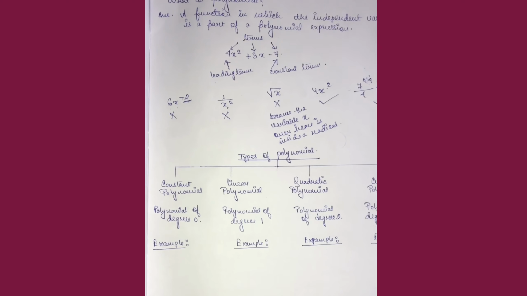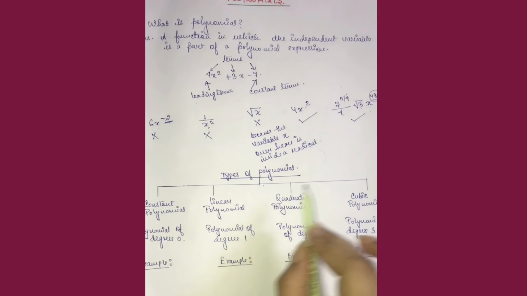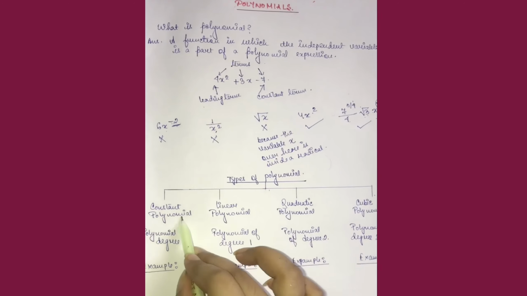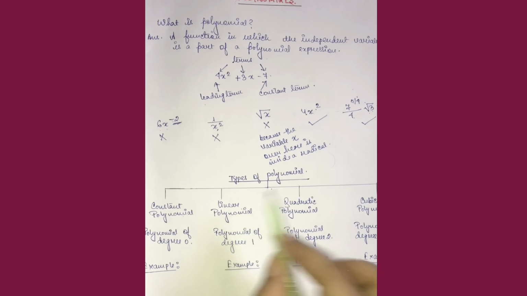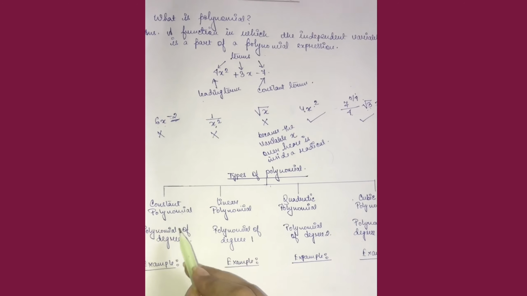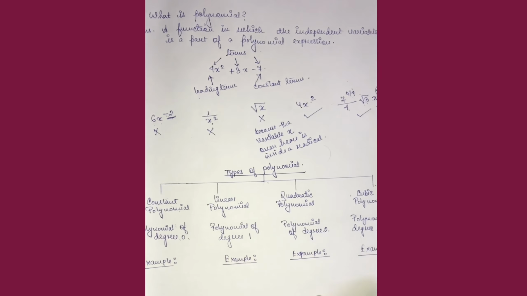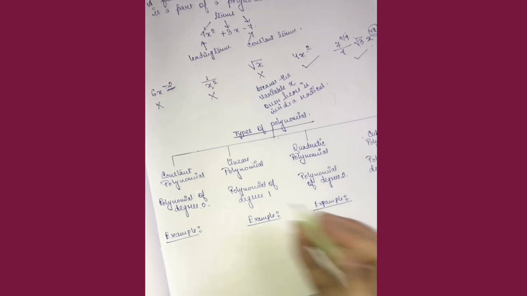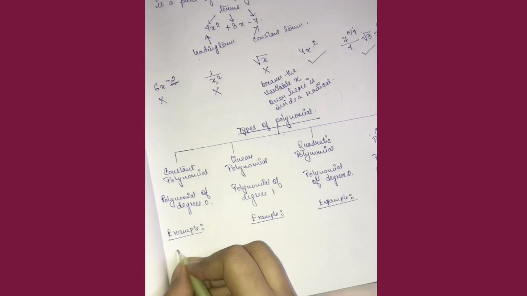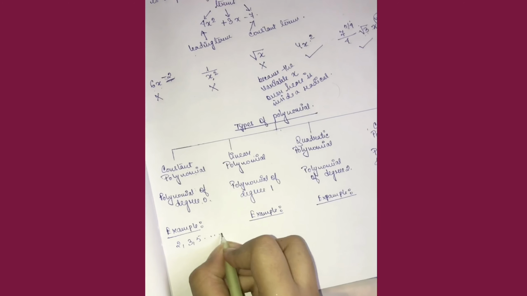Okay, so now comes types of polynomial. There are 4 types of polynomial: constant polynomial, linear polynomial, quadratic polynomial and cubic polynomial. Now what is a constant polynomial? A polynomial with degree 0 is a constant polynomial. Now let's see examples, like 2, 3, 5 and so on.